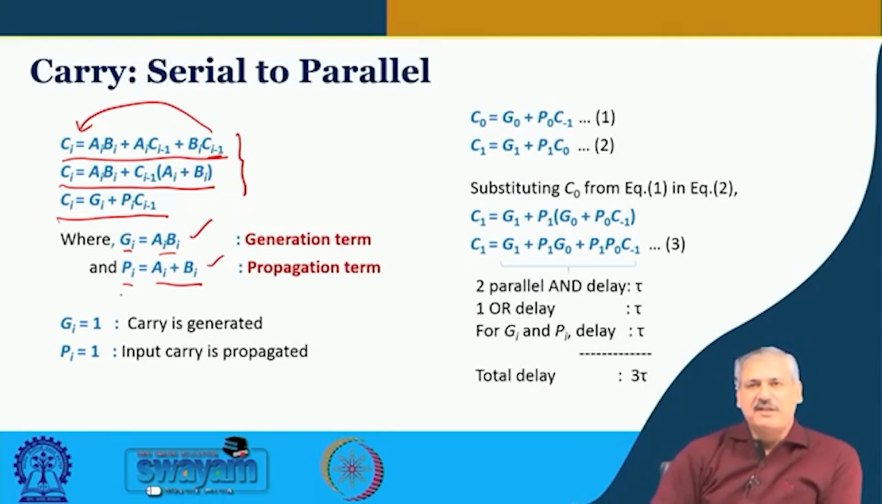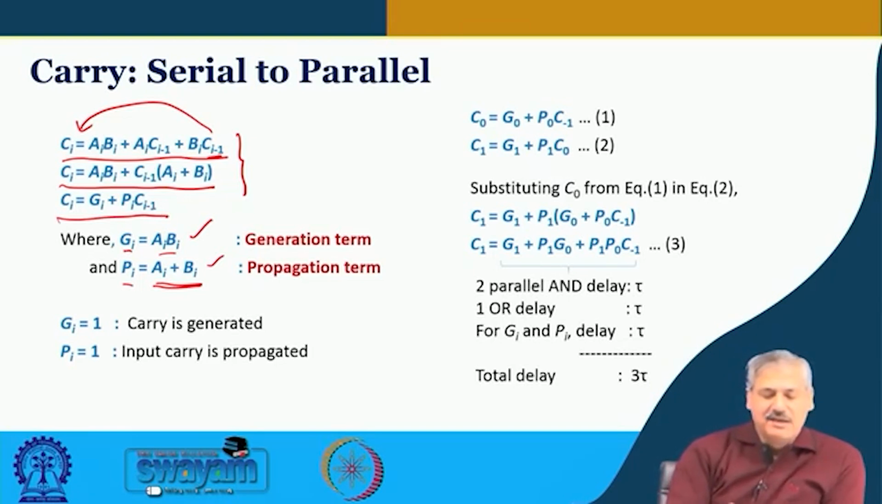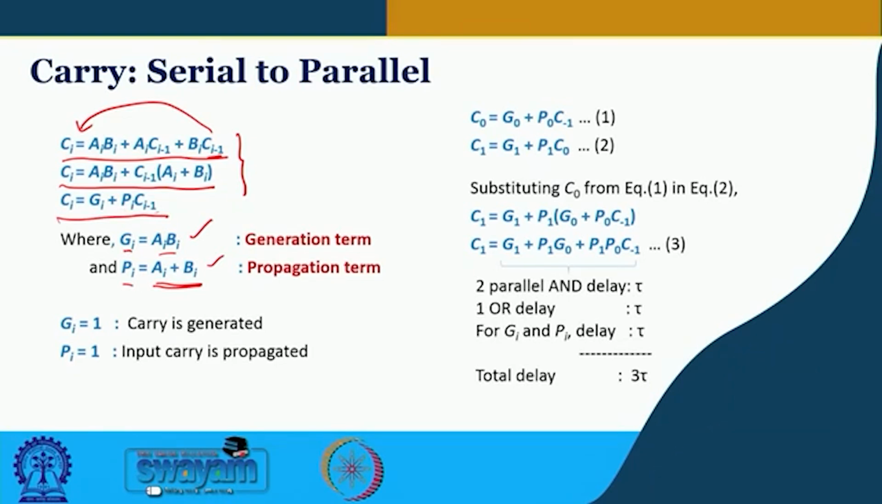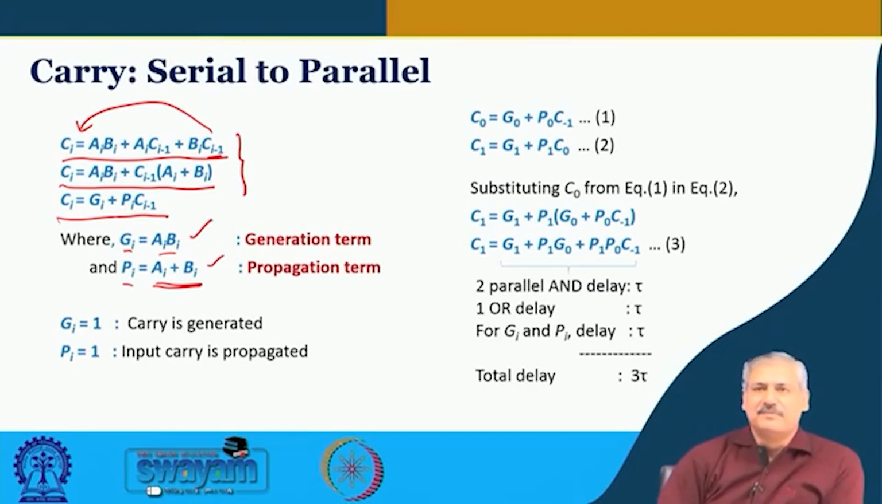And what is the propagation term P I? What is its significance? Whether P I is 0 or not, we can figure it out from this stage itself. If P I is 0, then even if the carry is there in the previous stage, it will not get propagated, because C I minus 1 is ANDed with P I. So, only if P I is 1, and if there is a carry in the previous stage, then that will contribute to generation of the carry in this stage. So, that is why it is called the propagation term, right. So, this is the significance of it.